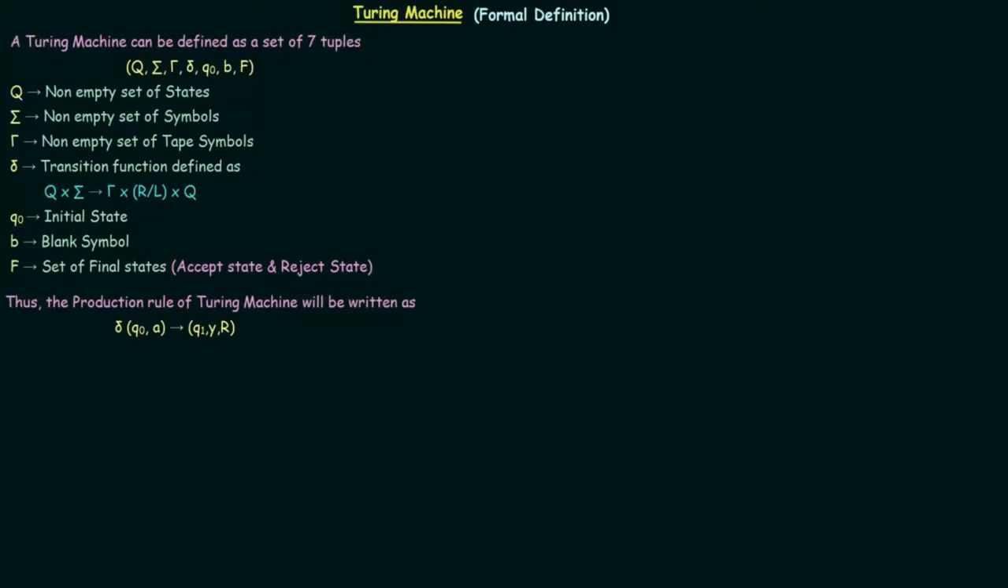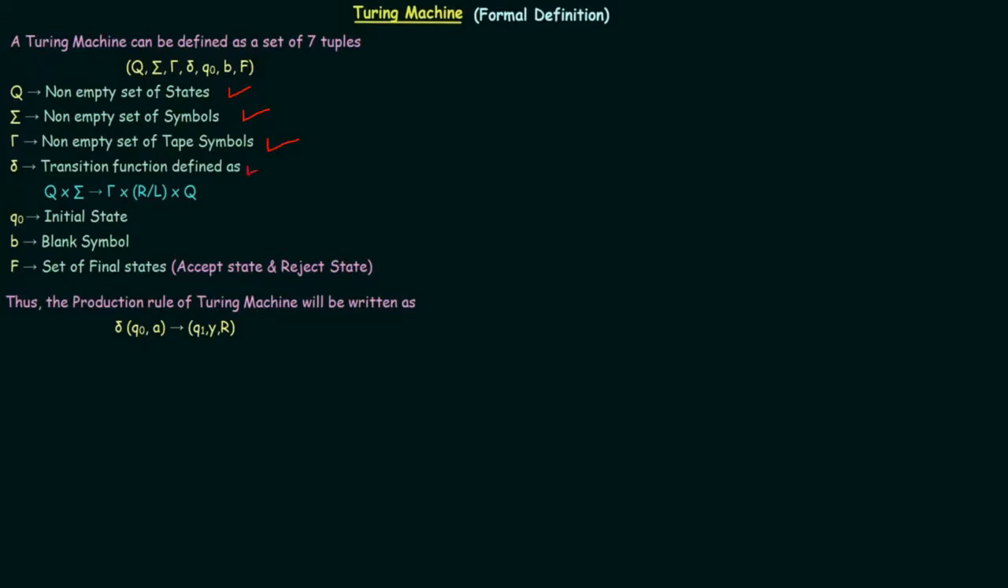Now we are going to look at the formal definition of Turing machine. Turing machine is an automata that consists of seven tuples. Q is the set of non-empty states, that means the set of states like pushdown automata, finite automata. Sigma is the non-empty set of symbols, that means it is going to hold the input alphabets. Non-empty set of tape symbols is tau, that you have already seen. The tau, that means the tape symbols, since it moves to right or left, that is going to be inside this. Delta is the transition function.